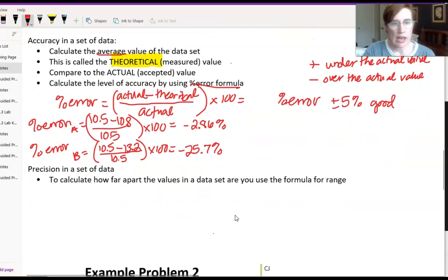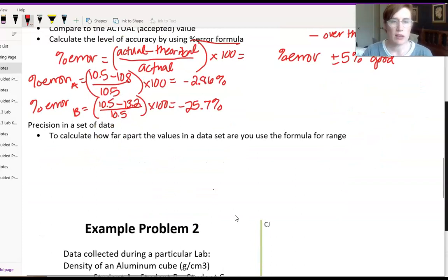Okay, now let's look at precision. How do we calculate precision? We are going to calculate how far apart the values in a data set are. And so we're going to use the formula for range. The range of any values is you take the highest value, you subtract the lowest value, and that gives you your range.